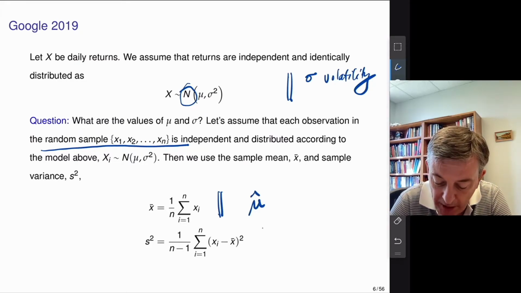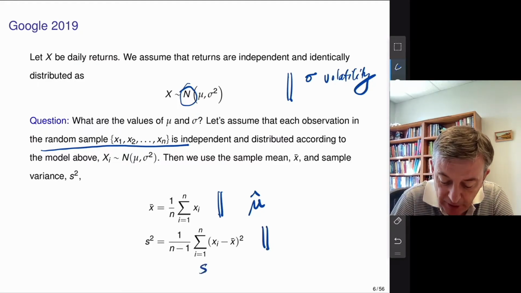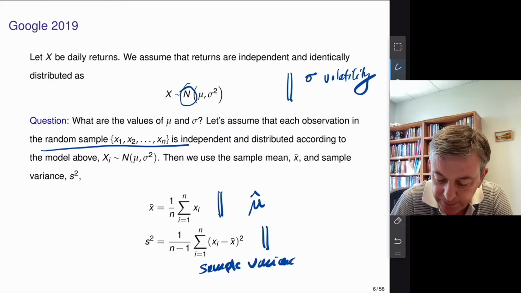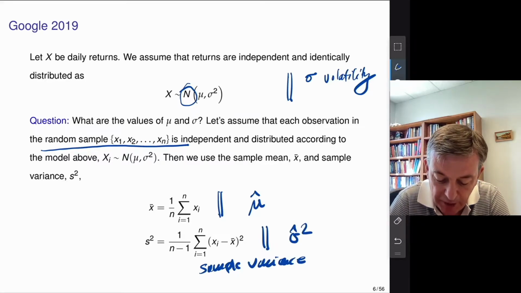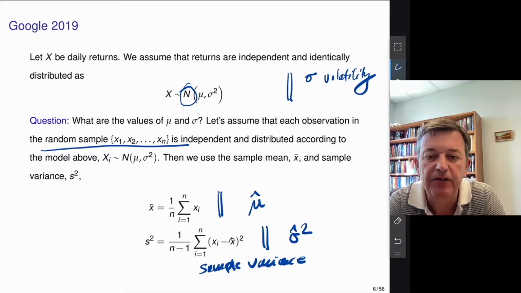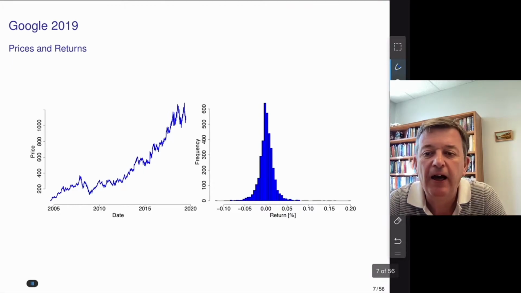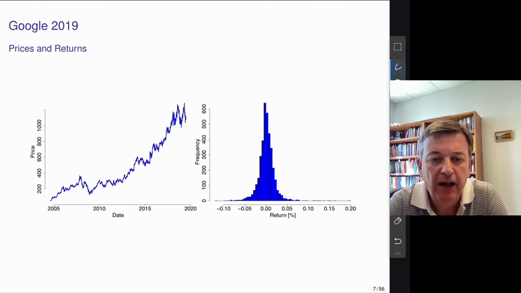And s squared, the sample variance, will be our estimator of sigma squared. And the n minus 1, because I've lost 1 degree of freedom by estimating the mean mu. So a simple model. Graphically, what does it look like?